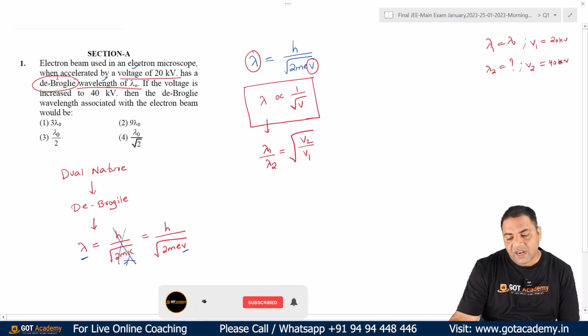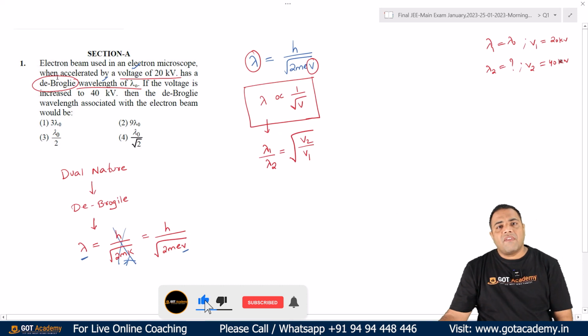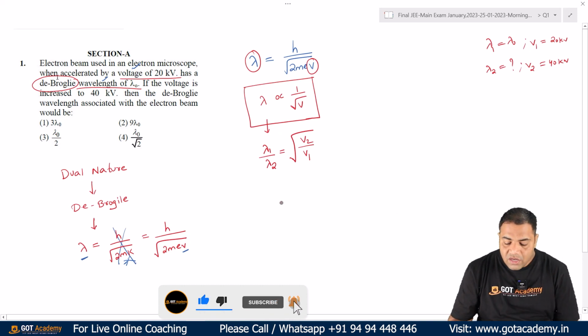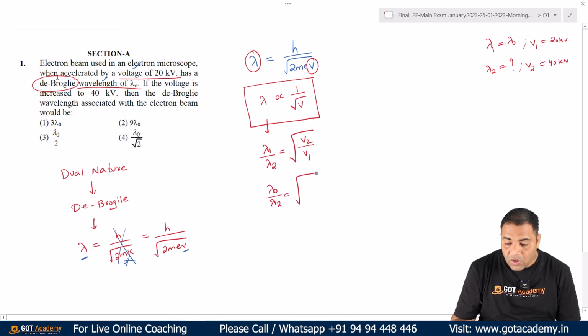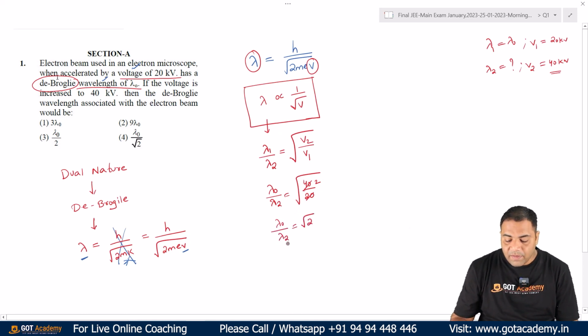So direct question, my dear children. Directly he has given the values of lambda 1, V1 and V2. Why don't you substitute here? Lambda 1 is lambda naught. Lambda 2 we don't know. Root over V2 is taken as 40 kV and V1 is taken as 20 kV. So these will be cancelled here, giving root 2. So lambda naught by lambda 2 can be written as equal to root 2. From this, he is asking what is lambda 2. Just move to the other side. Lambda 2 is equal to lambda naught by root 2. See how simple it is. Directly you could find out this answer.